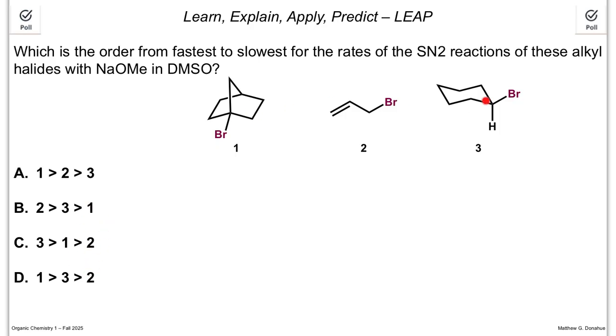So we have 3 substrates. They all have bromine as the leaving group, so that's constant. And we're doing an SN2 with sodium methoxide and DMSO. So the trend is which one reacts the fastest to the slowest. So when you see this on your final, make sure you understand what these greater than or less than things are in relation to the intent of the question.